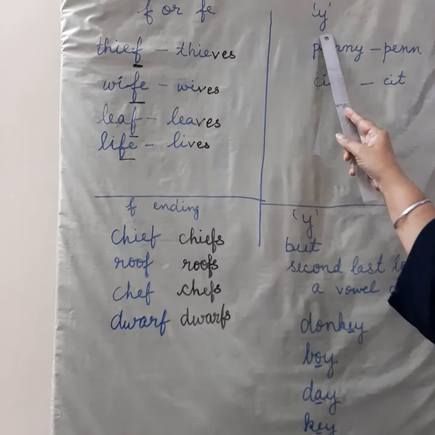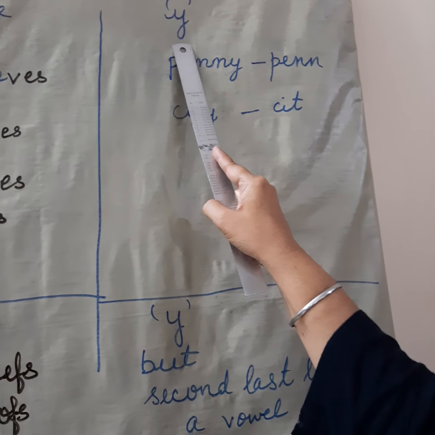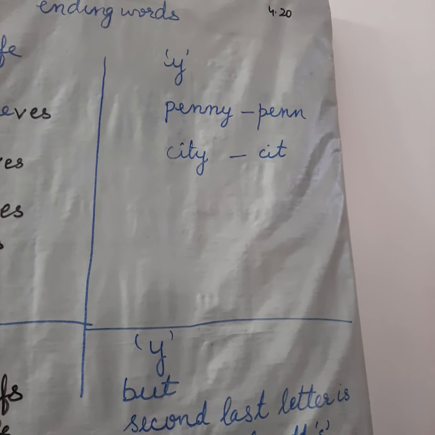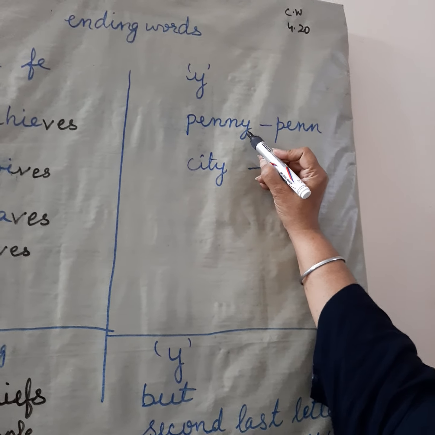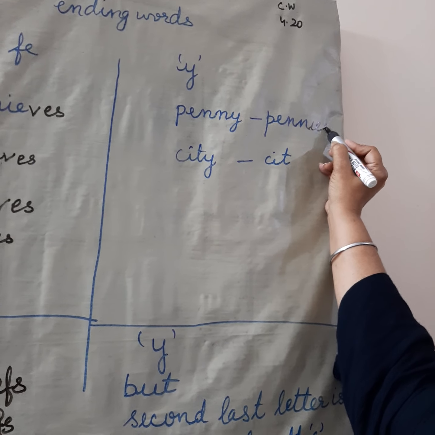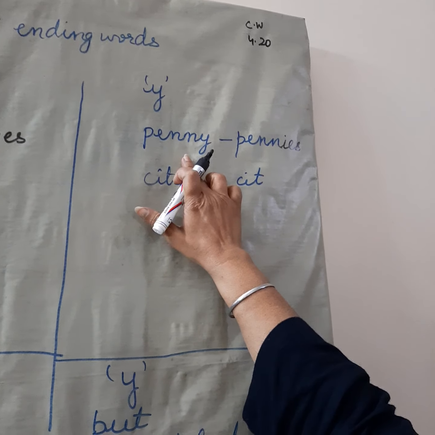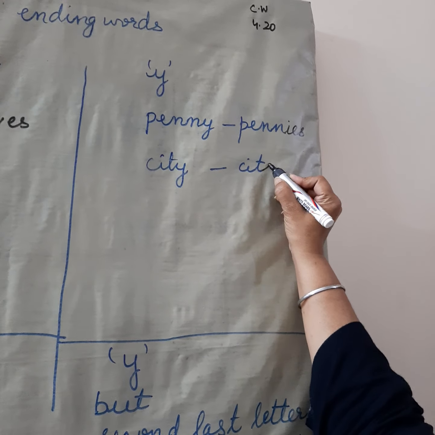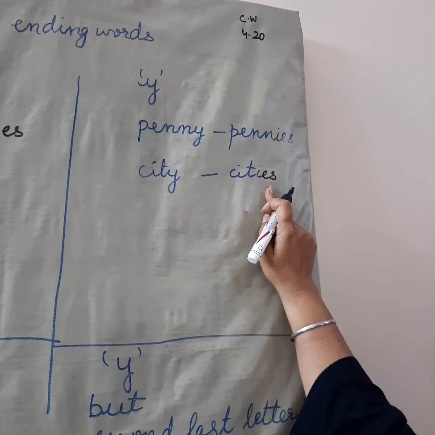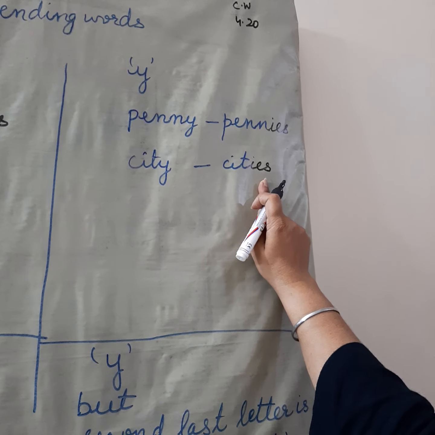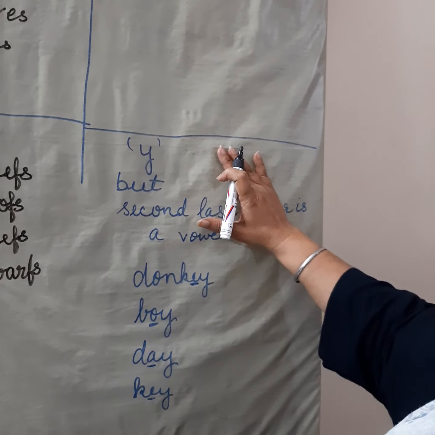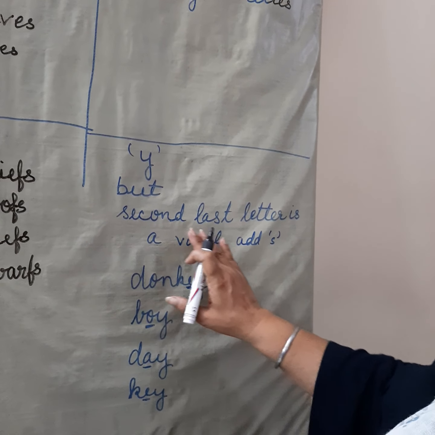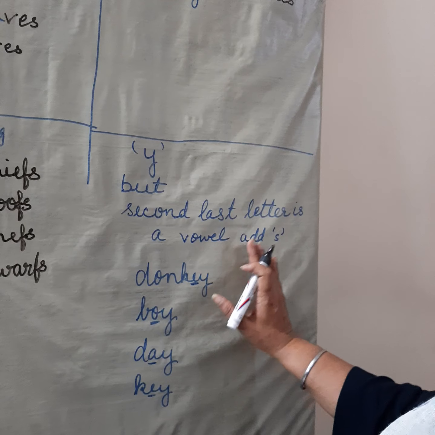Now, there is another rule for the word that ends with Y. Like penny, the word that ends with Y, we will replace this Y with IES to make it plural. Penny, pennies. Like city, we will replace this Y and we will add IES to make it plural. But again, there are a few words that end with Y, but the second last letter is a vowel.